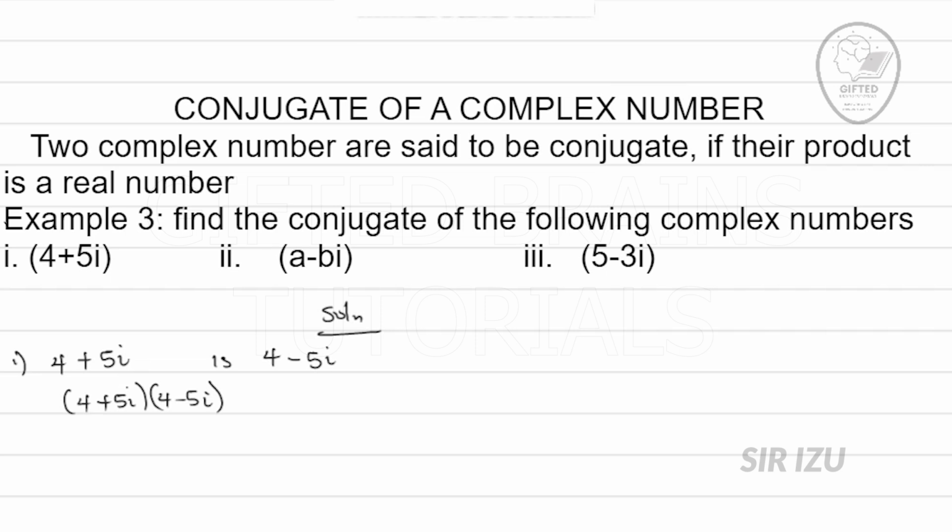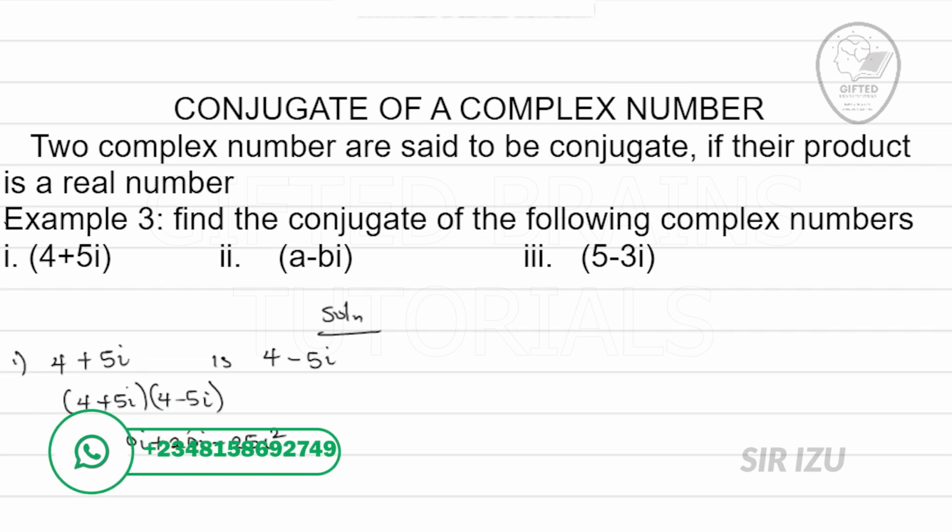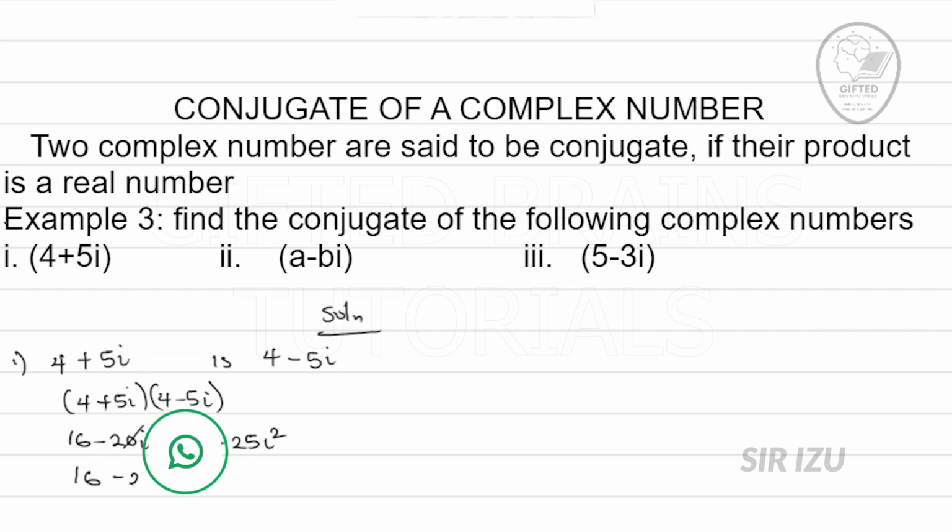Let's try that now. 4 times 4 will give me 16. 4 times minus 5i will give me minus 20i. 5i times 4 will give me plus 20i. And then 5i times minus 5i will give me minus 25i squared. So at the end of the day, we have 16 minus 20i plus 20i. We cancel out, so these two become gone. And then we have minus 25.